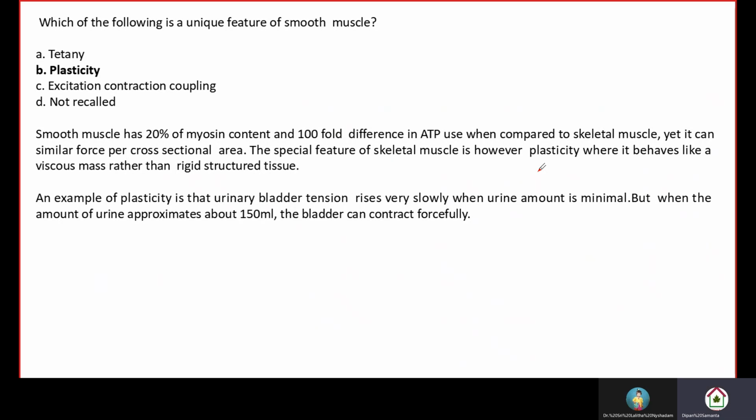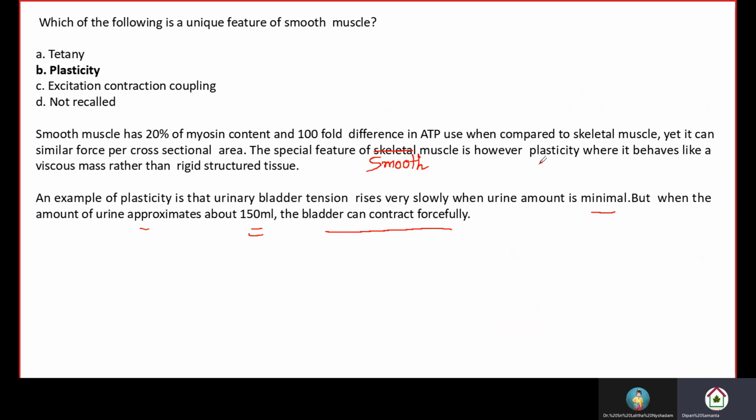So an example of plasticity is that urinary bladder tension rises very slowly when urine amount is minimal. But when the amount of urine is approximately 150, the bladder can contract forcefully. Okay, this is not skeletal muscle, this is smooth muscle. The special feature of smooth muscle.